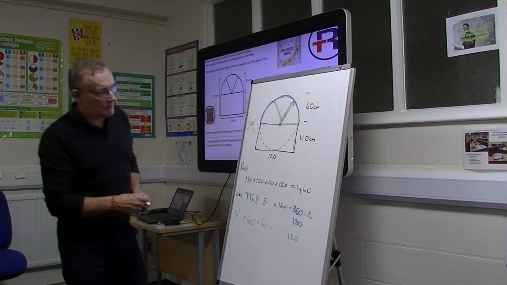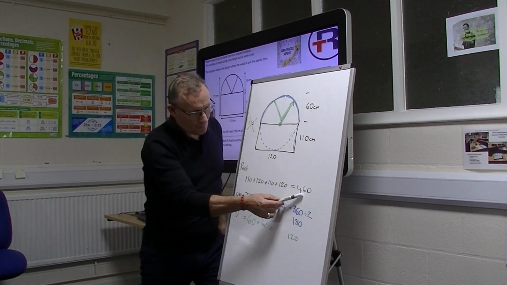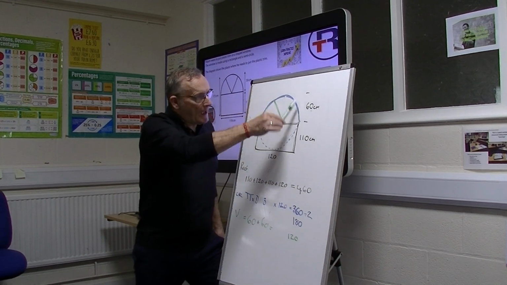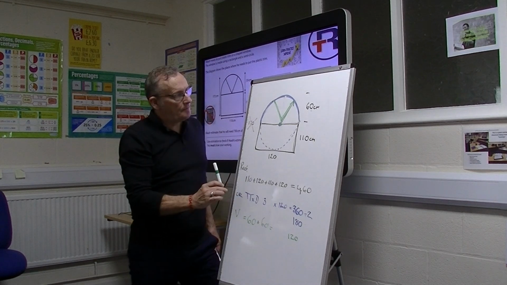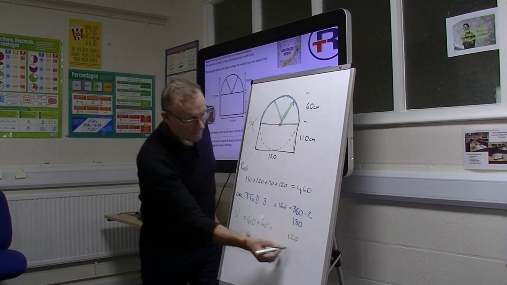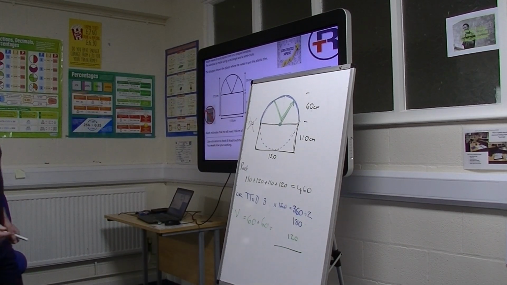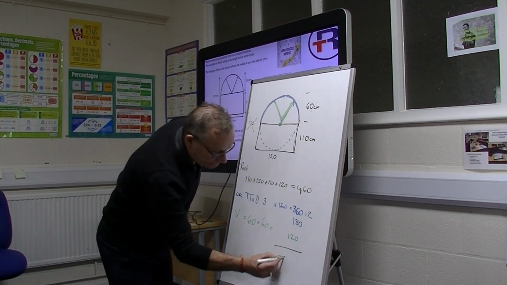So all we've got to do now is add the rectangle, 460, to the half a circle, 180, to the V, 120, and see what we come up with. So, what is that? 760, I make that.